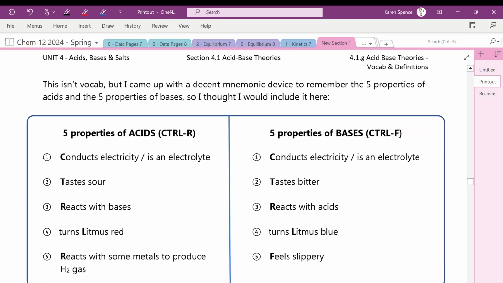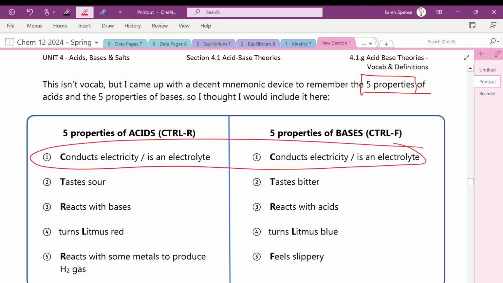Okay, so there is a mnemonic here to help you remember the 5 properties of the acids and the 5 properties of bases. 4 of them match up with each other, right? Okay, one of them they have in common. They both conduct electricity. Another term for conducting electricity is that the substance is an electrolyte. We're going to talk a lot about electrolytes today. We've got our handy dandy conductivity apparatus here that we're going to play around with a little bit.